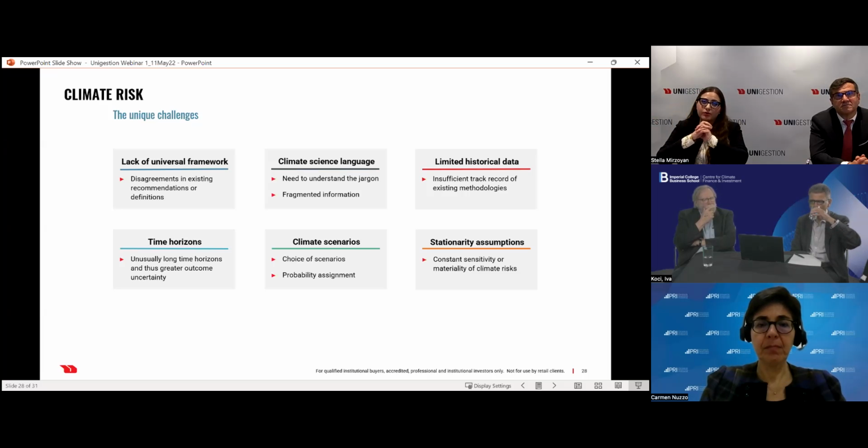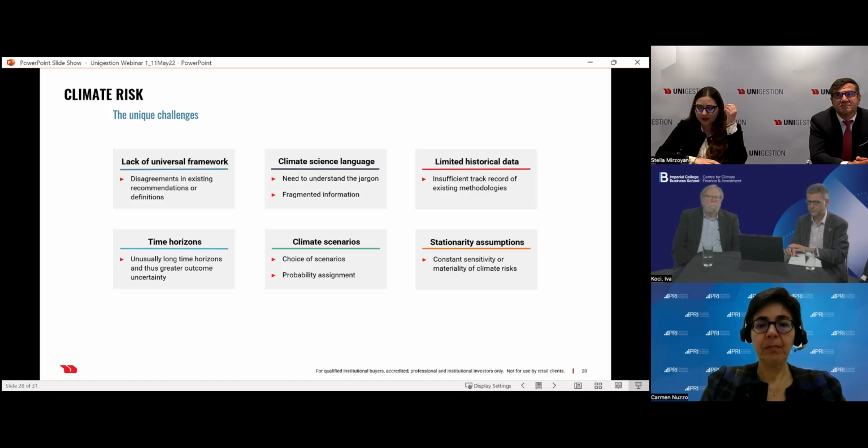Another thing that Bob noted as well is limited historical data. I don't think I have much more to add on that. One thing that I would like to speak about is time horizons. Conventionally, climate risks need to be looked at over a much longer time horizon than what we're normally used to. The convention would normally be until the end of the century, so to the year 2100, or at the very least 2050 or 2075.